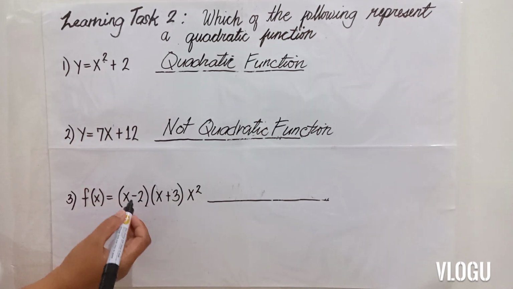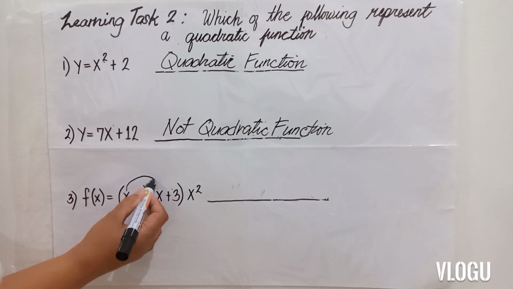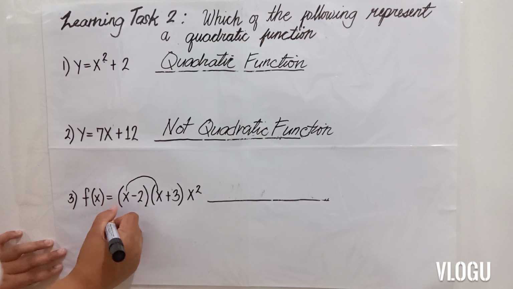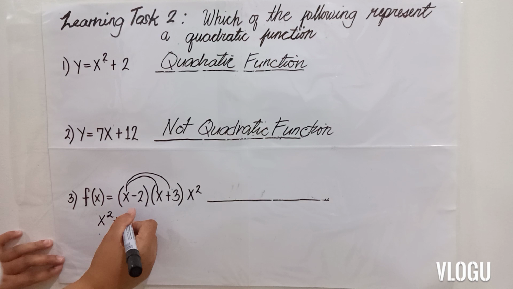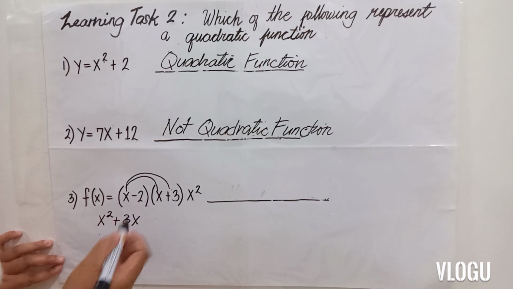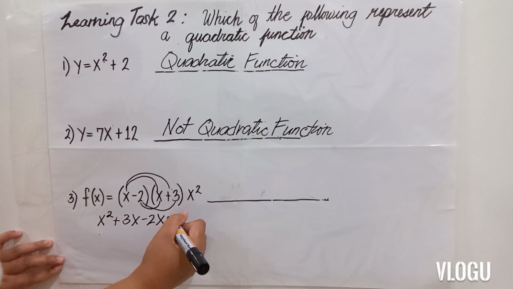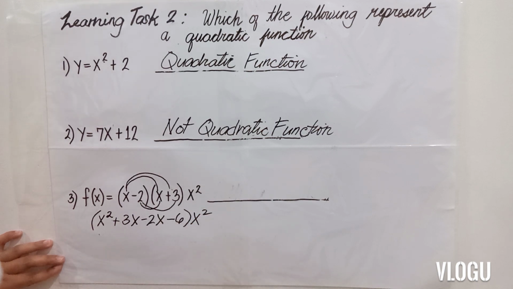siya or hindi. So using the FOIL method, let's multiply the first term, which is x, and x times x, it will give us x squared. And x times positive 3 is equal to 3x. Now, let's proceed to negative 2. Negative 2 times x is negative 2x. And negative 2 times positive 3 is negative 6 times x squared. Now, let's combine the like terms.